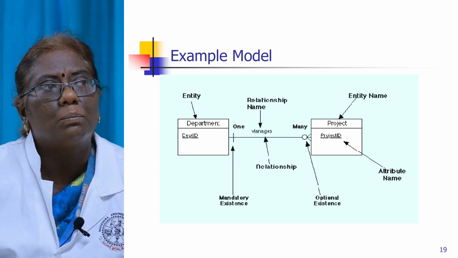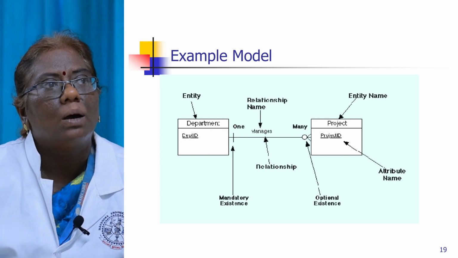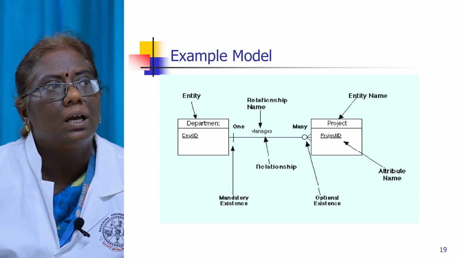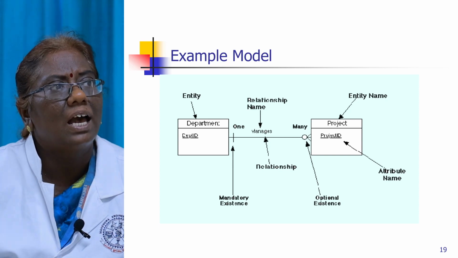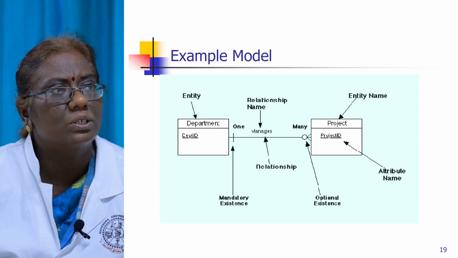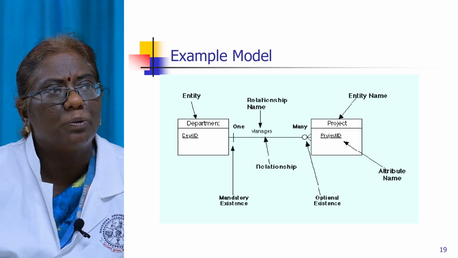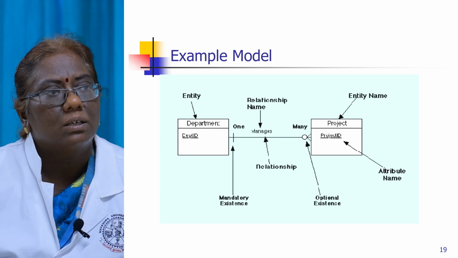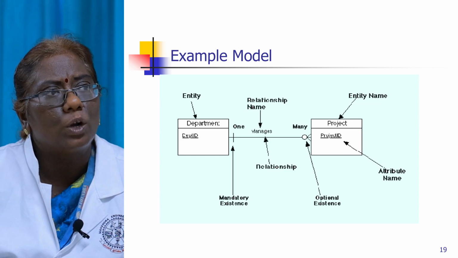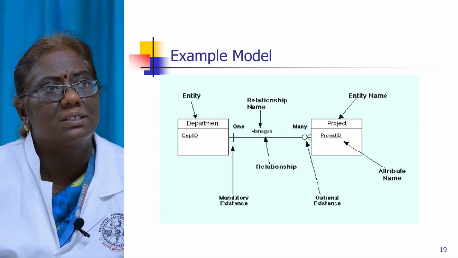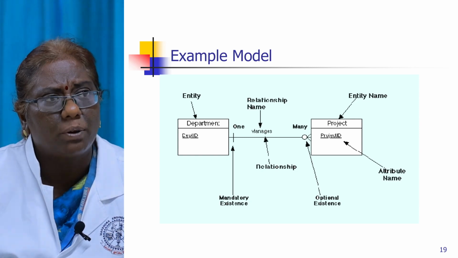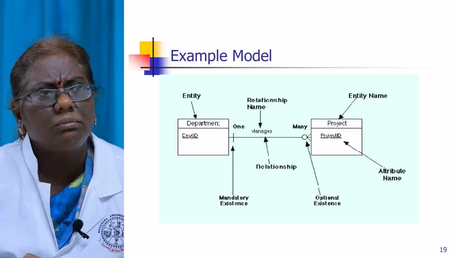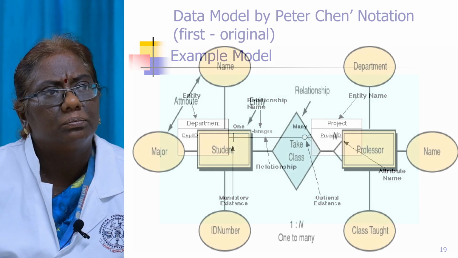And this is a sample entity model. Here the department and project are entities, and the department has only one attribute, that is customer ID, and the relationship between the department and project is one to many. Here the relationship always varies, and this one is one department associated with many projects. That is the thing we have to understand from the diagram. And the project has the attribute called project ID.